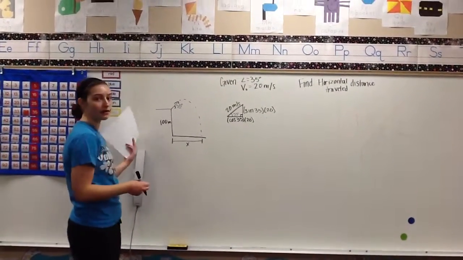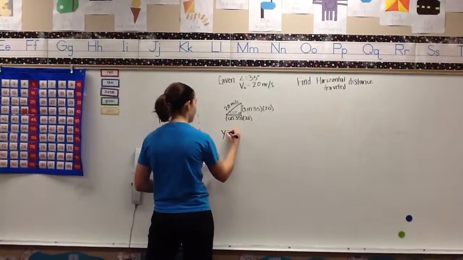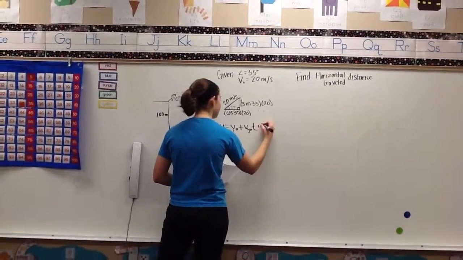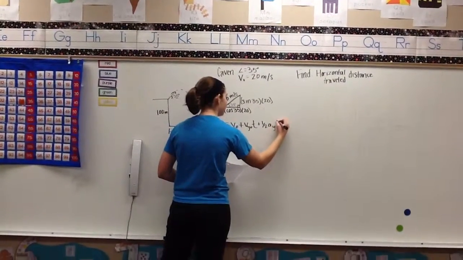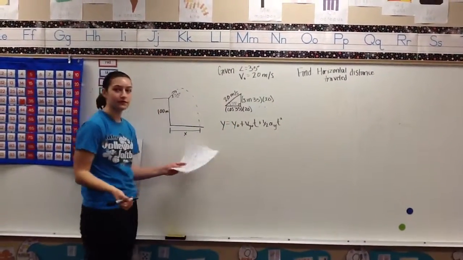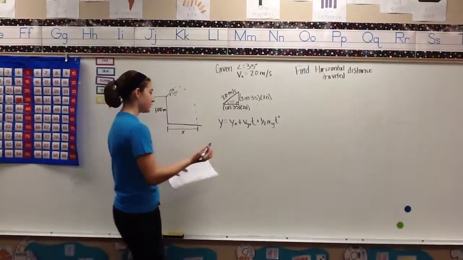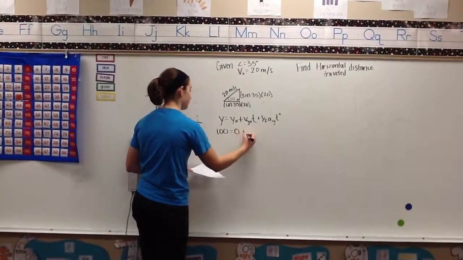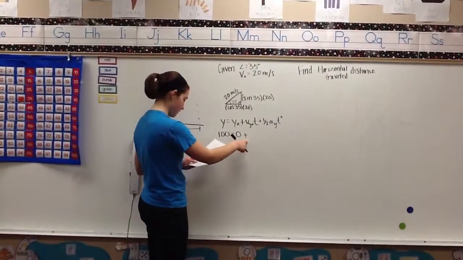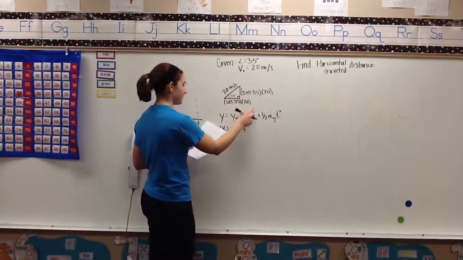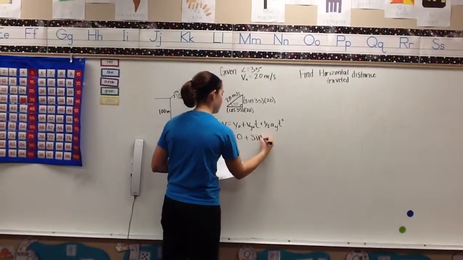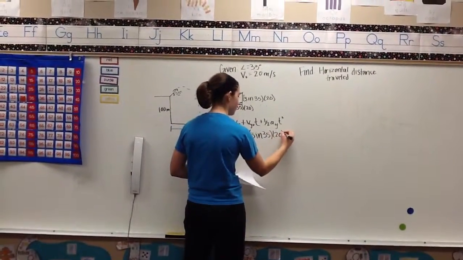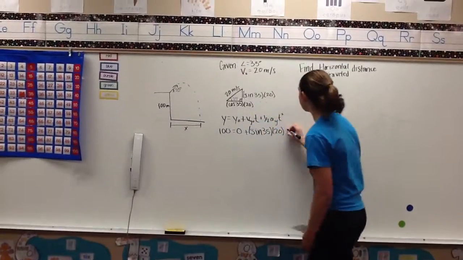So first you have to do the y component. So y equals y naught plus v y naught t plus 1/2 a y t squared. And then you have to solve for time first since you're not given that. So the final y position is 100. The initial is 0 plus, and then the initial y velocity is the sine of 35 times 20. And then you don't know time, so that's still t.